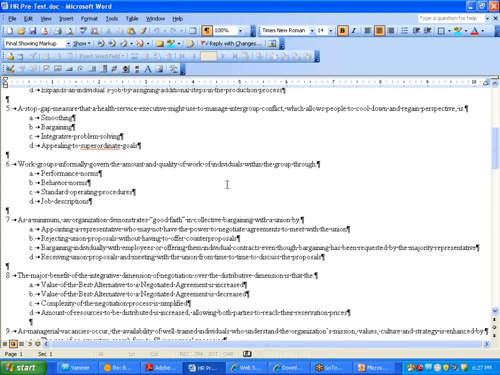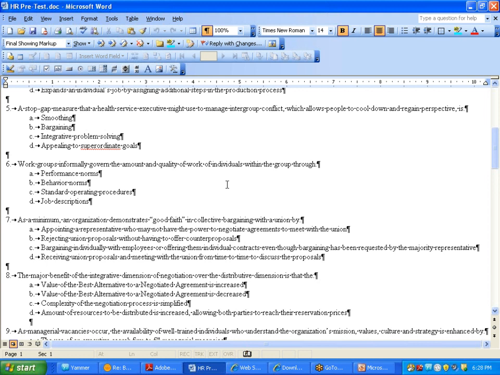Okay, I'll take number 6. Work groups informally govern the amount of quality of work of individuals within the group through A, performance norms, B, behavior norms, C, standard operating procedures, D, job descriptions.